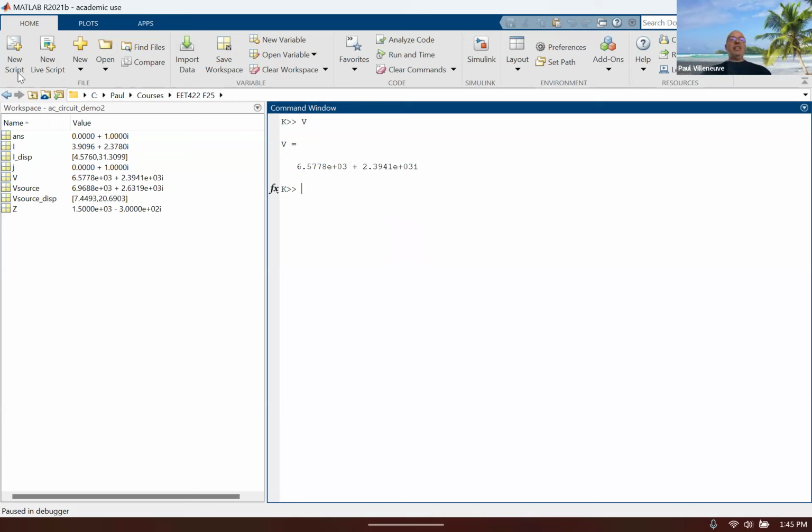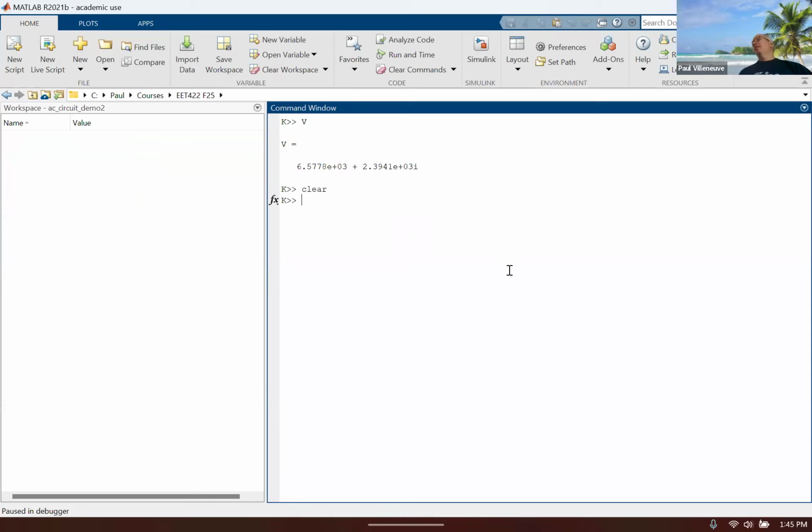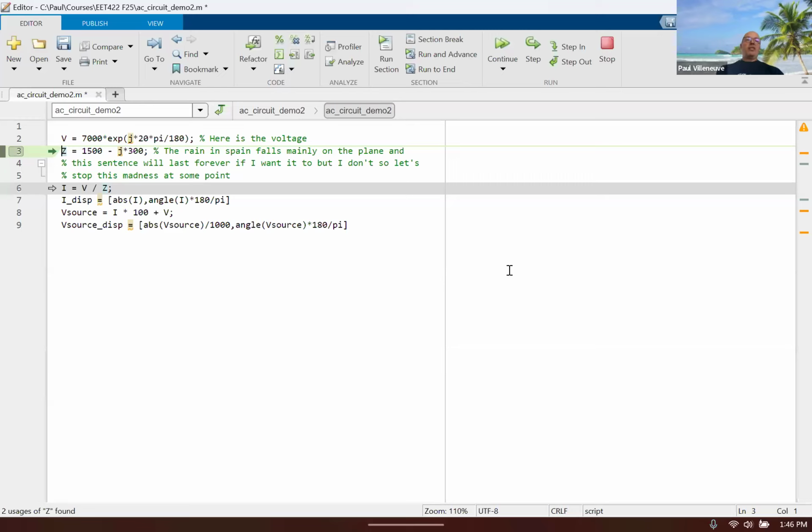I just cleared the screen. If I want to completely clear this stuff off, I type clear and watch what happens to the variables on the left. Gone. So now if I type V, it doesn't know what V is, unless it's a built-in variable by MATLAB. So if you want decent looking script files at the beginning, I just do clear and CLC.